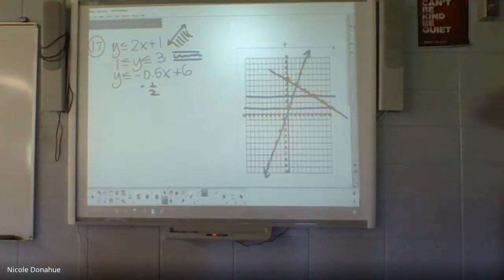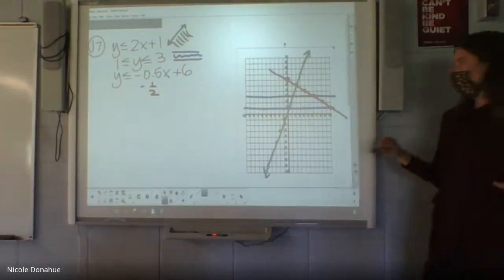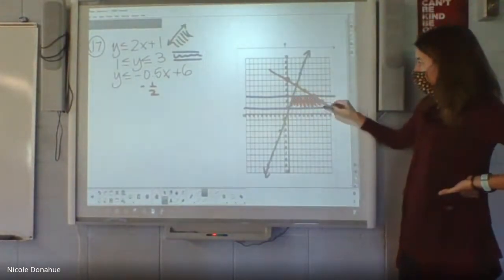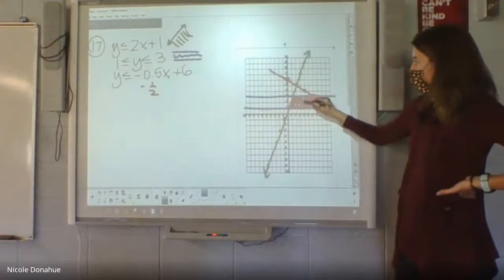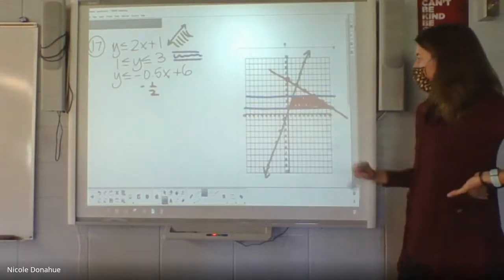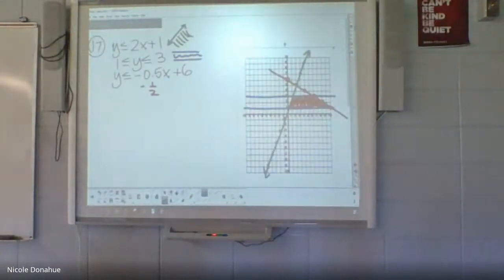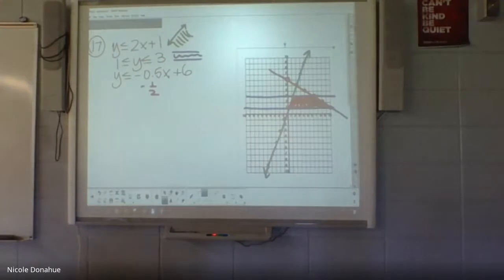And this one's less than. So where it shades all three parts would be like this little trapezoid here. All three parts are in this little section here. So what I have to do from that is grab the coordinate points of those corners. So there should be 4 coordinate points there.